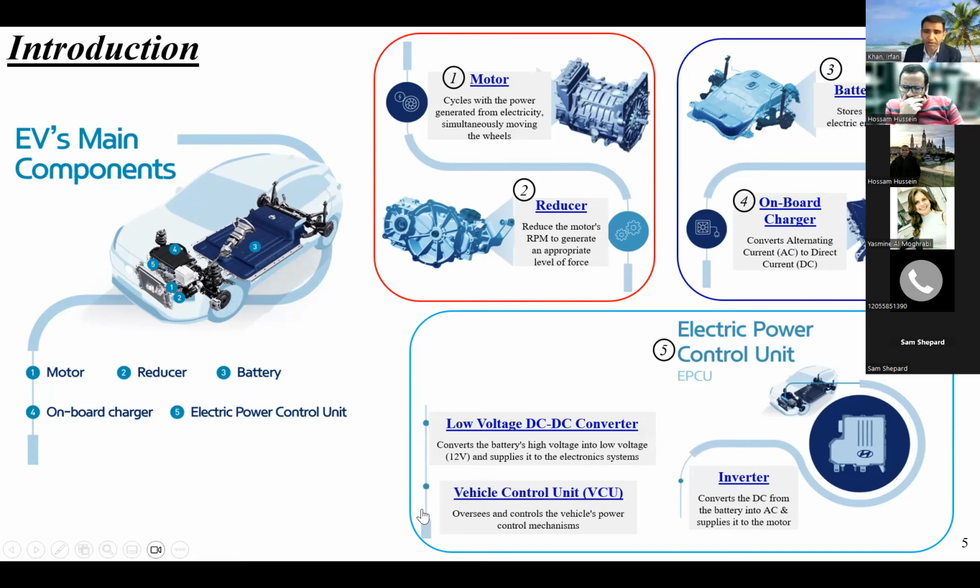And how about the electrical power control unit? We have a low voltage DC-DC converter for bidirectional power flow to and from the battery and the AC supply. Then we have the vehicle control unit, which controls the vehicle's power control mechanism, and then we have the inverter. It converts DC from the battery into AC to supply to the motor, and sometimes we also need the inverter for bidirectional power flow to the grid.